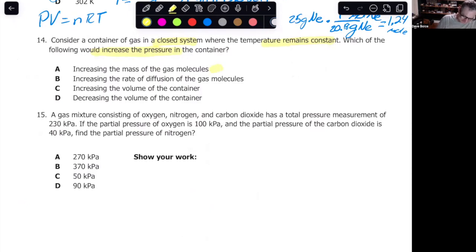Well, increase the mass of the gas molecules? Nah, I can't do that. The gas molecules weigh what they weigh. CO2, I can't make CO2 heavier. So no. Increasing the rate of diffusion. I'm in a closed system, so that's not really a thing. So no. Increasing the volume of the container. Well, if I make the container bigger, that's going to make the pressure go down, and that's not what I want. I want to increase it. So that leaves me with decreasing the volume of the container. If it's a closed system, that's going to increase the pressure.